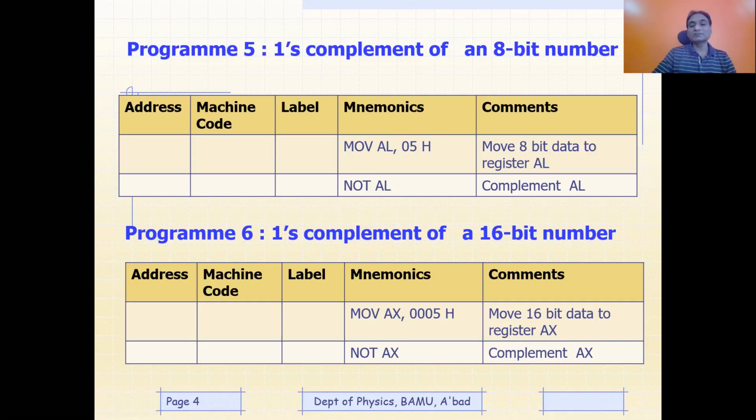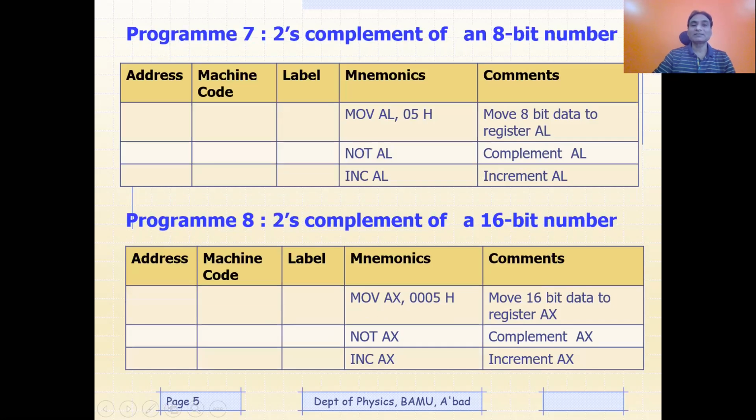Now, if I ask you to write a program to get the 1's complement of a 16-bit number, what will you do? You will replace this 8-bit register with a 16-bit register, and the instructions are going to be the same. MOV AX, 0005H means this 0005H will go to register AX, and NOT AX will give you the 1's complement of your given number.